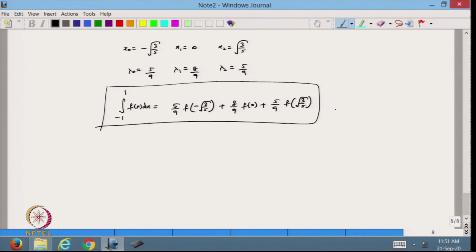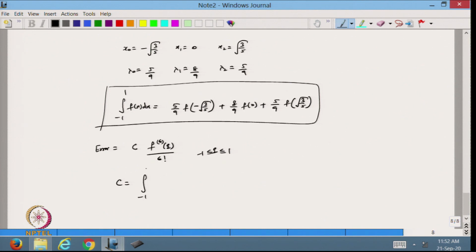So, from here if I want to find the error associated with this one, because from here I am able to find that this method is giving exact results up to polynomials of degree 5, the error term in this case will be what? So, this will be equal to C times f, of course, the 6th derivative by 6 factorial, where this xi will lie between minus 1 to 1, that I know. So, this c I want to find. So, c will be what?